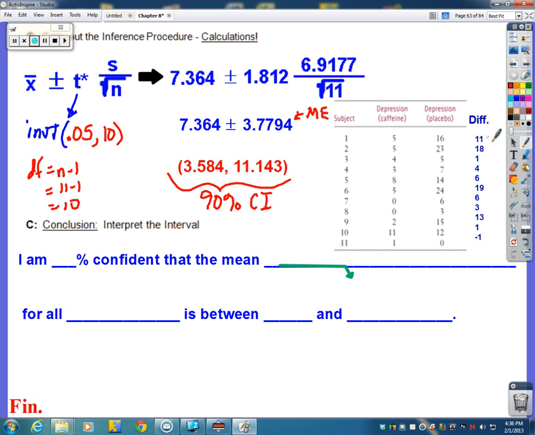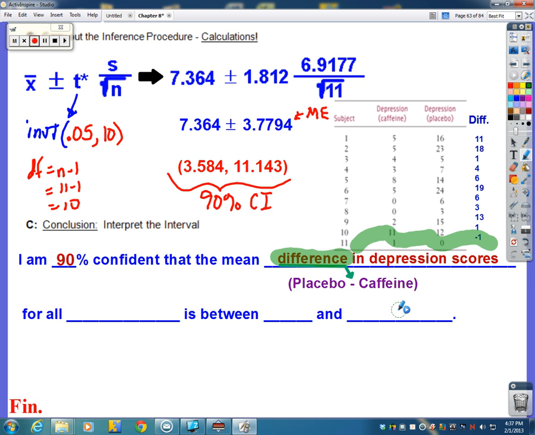So now for my conclusion, I am 90% confident that the mean, and what was I trying to measure? The difference in depression score. For a matched pair, this is where it's going to be different. It's always going to be the difference in whatever you were measuring, and that was our depression scores. And I have to specify here how I did the difference. I said to do placebo minus caffeine, so I state that right here. If you want to do caffeine minus placebo, that's all fine and dandy. You can do that. Our population was specifically, I guess, caffeine addicts, not necessarily people, is between our two values here.